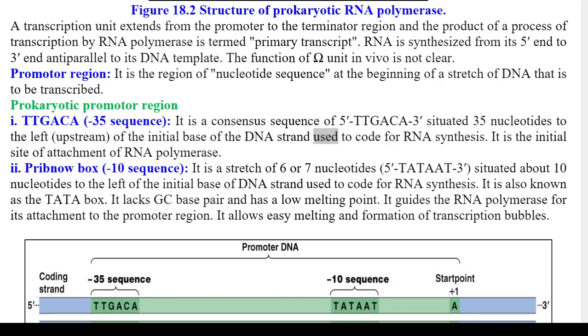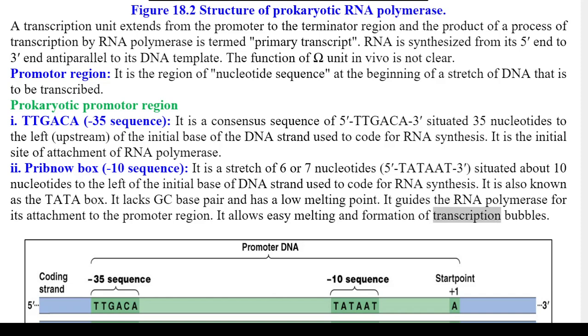Pribnow box, -10 sequence. It is a stretch of 6 or 7 nucleotides, 5'-TATAAT-3', situated about 10 nucleotides to the left of the initial base of the DNA strand used to code for RNA synthesis. It is also known as the TATA box. It lacks GC base pairs and has a low melting point. It guides the RNA polymerase for its attachment to the promoter region. It allows easy melting and formation of transcription bubbles.